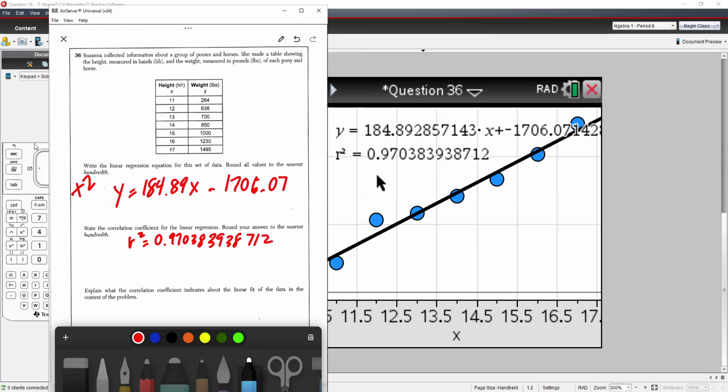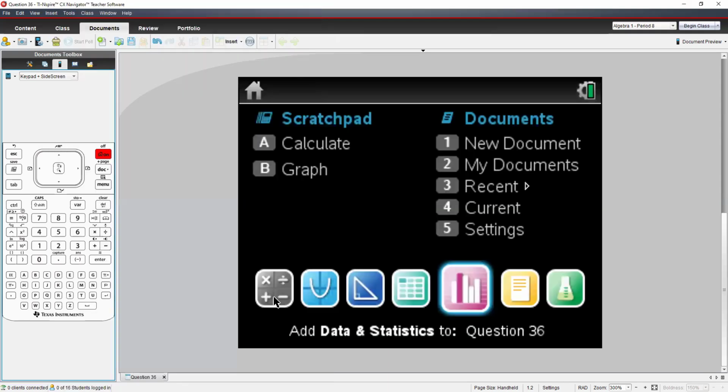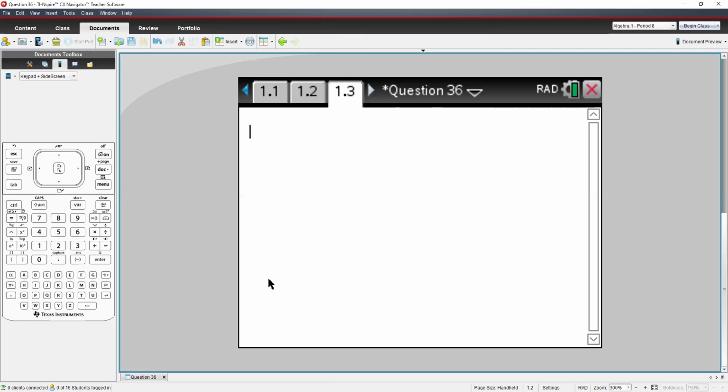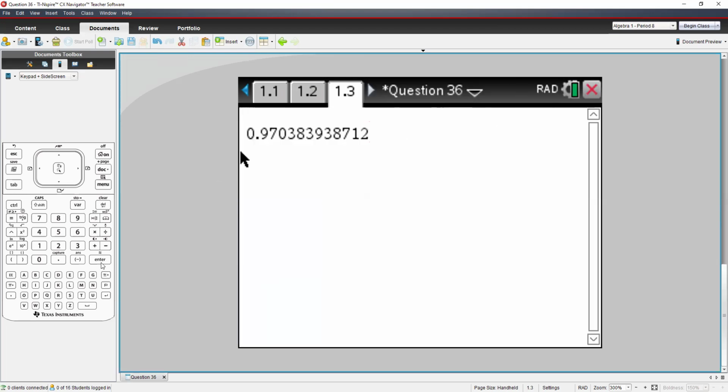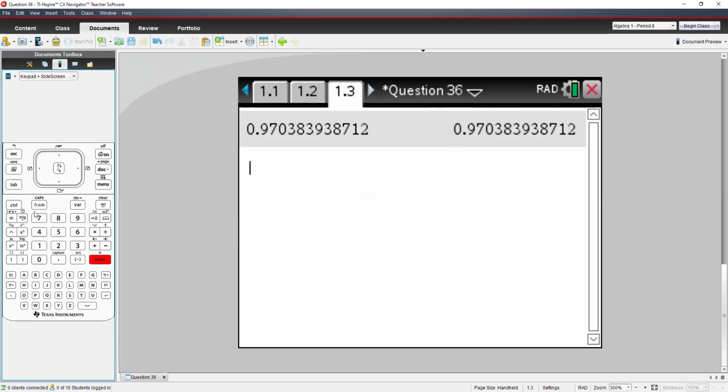So let me go here. I'm going to enter that number. So it was 0.970383938712. Let me make sure that's right. Okay, so that's right. So if I go back here, I just press enter. So the number just shows up again. Now I'm going to take the square root of it. So I use the square root, and all I'm going to do is go up and copy it, and it's going to go inside, and then I press enter.